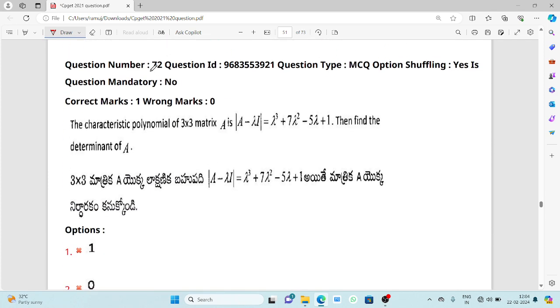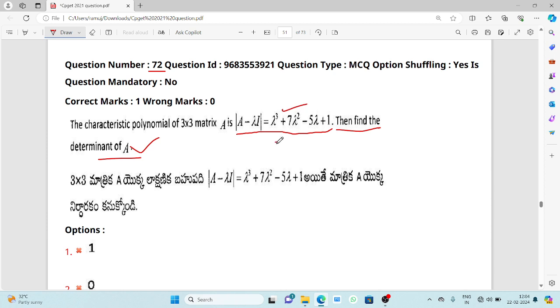Okay, question number 72: the characteristic polynomial of a 3 cross 3 matrix A, that is A minus lambda I, is equal to lambda cube plus 7 lambda square minus 5 lambda plus 1. Then find the determinant of A. He is asking for the determinant of A from the characteristic polynomial.